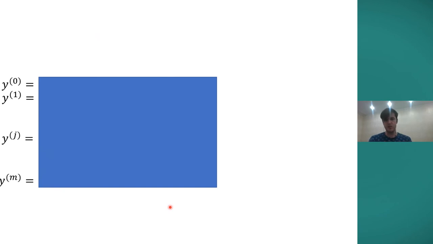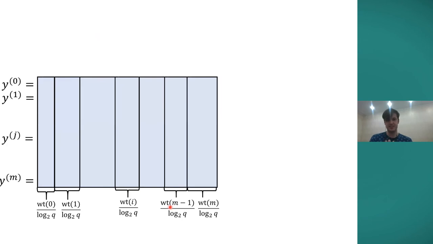And we're gonna construct this matrix not row-wise, but in a column-wise manner. Let's first partition our matrix into n plus one submatrices such that the i-th submatrix has this amount of columns, weight of i over log of q. This is definitely not necessarily an integer, but we need to take some floor operation, possibly deduct some constant, but let's omit these details.